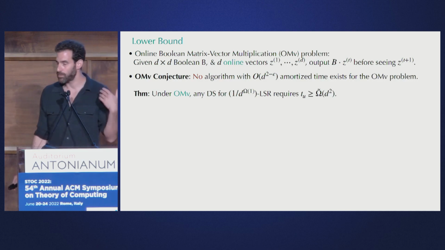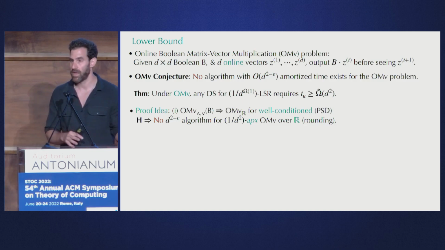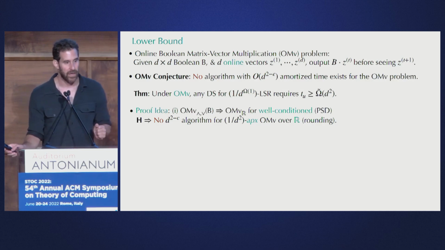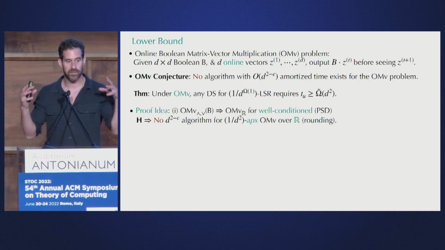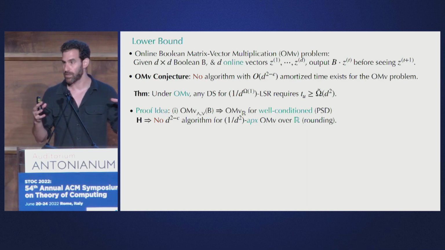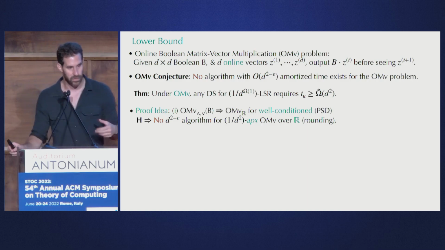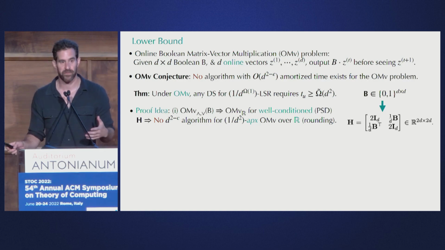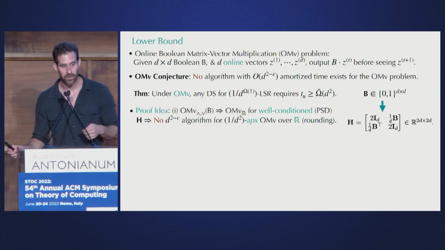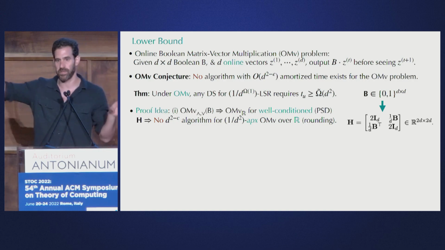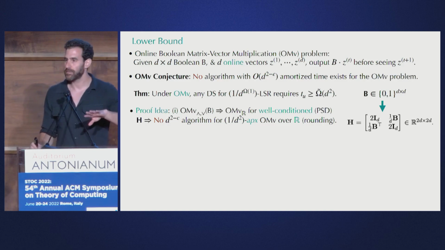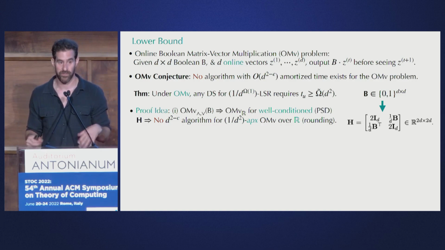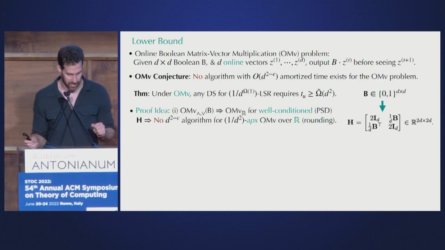So how are we going to do this? The proof has 2 steps. The first step is to pass from the Boolean semiring to the reals, right? The least squares regression is solved over the reals. So our first step is to take this arbitrary Boolean matrix B from the OMV conjecture, which we wish to solve, and transform it into a well-conditioned positive semi-definite matrix, which is exactly this matrix here. We just take B and B transpose and put it on the anti-diagonal. And for reasons that are not important for now, I claim that this matrix is very well conditioned. It has a condition number of like 4 or something.